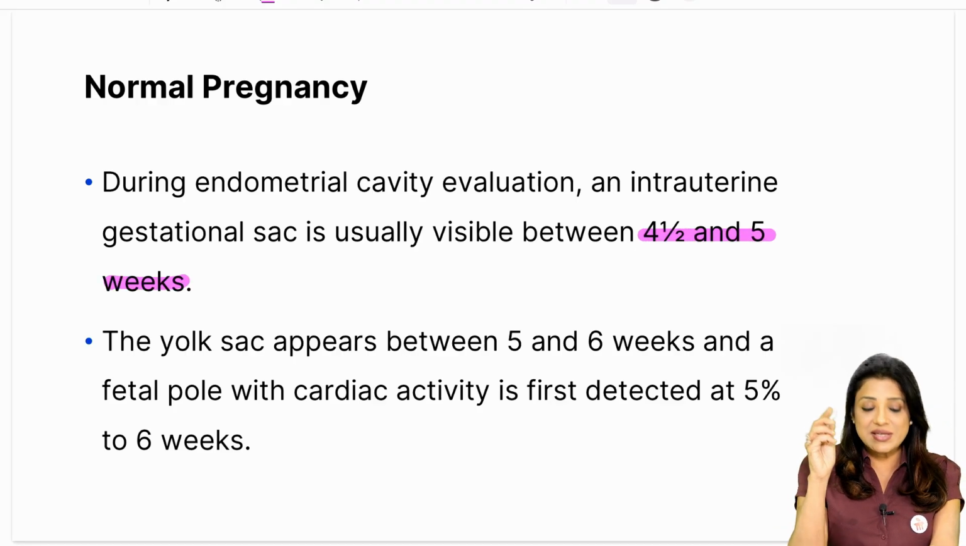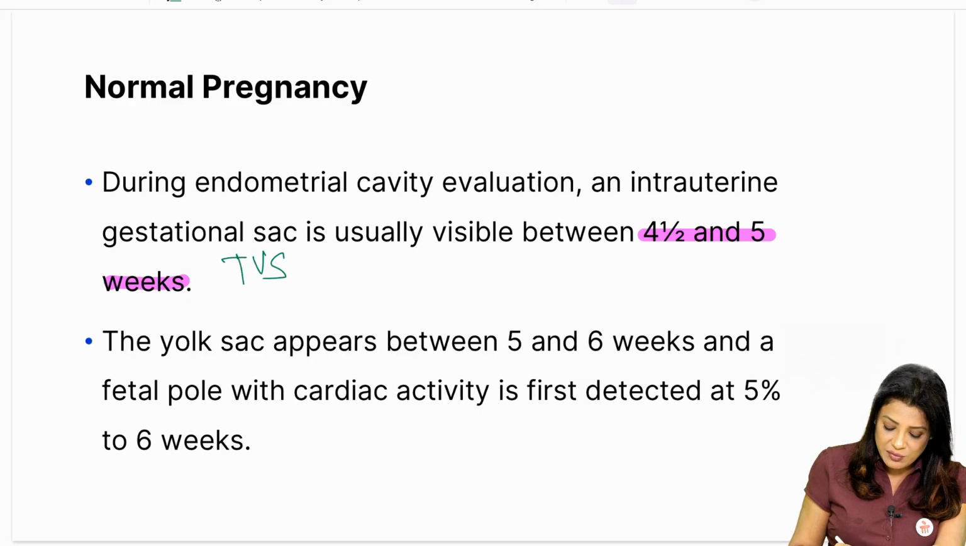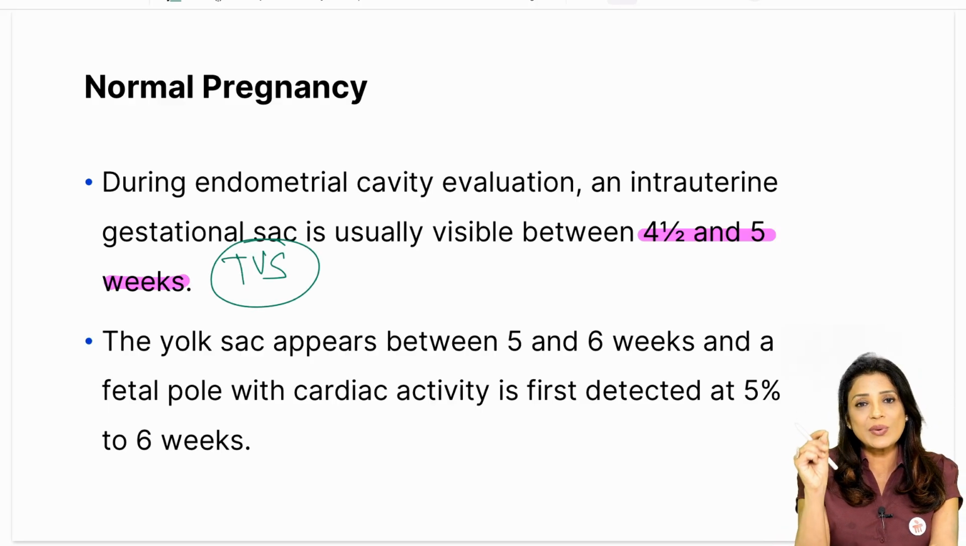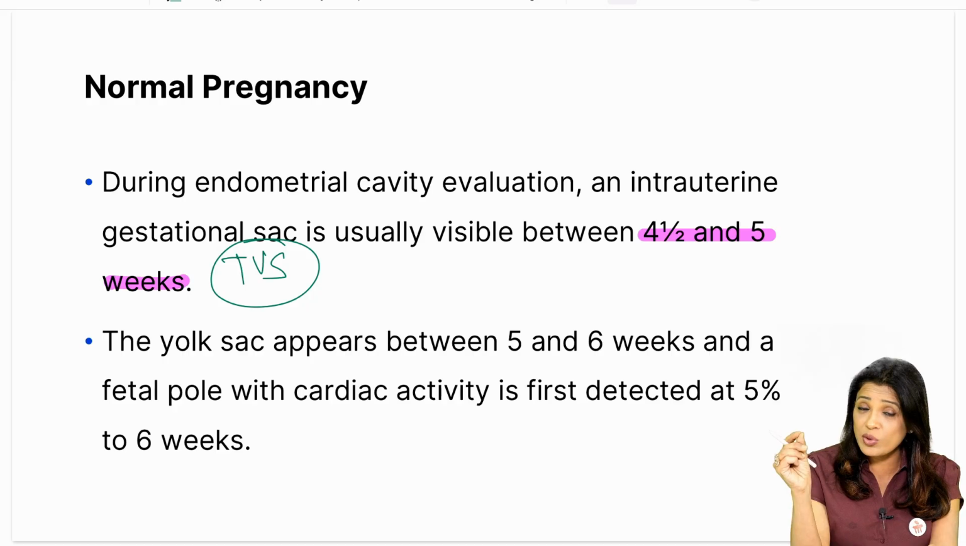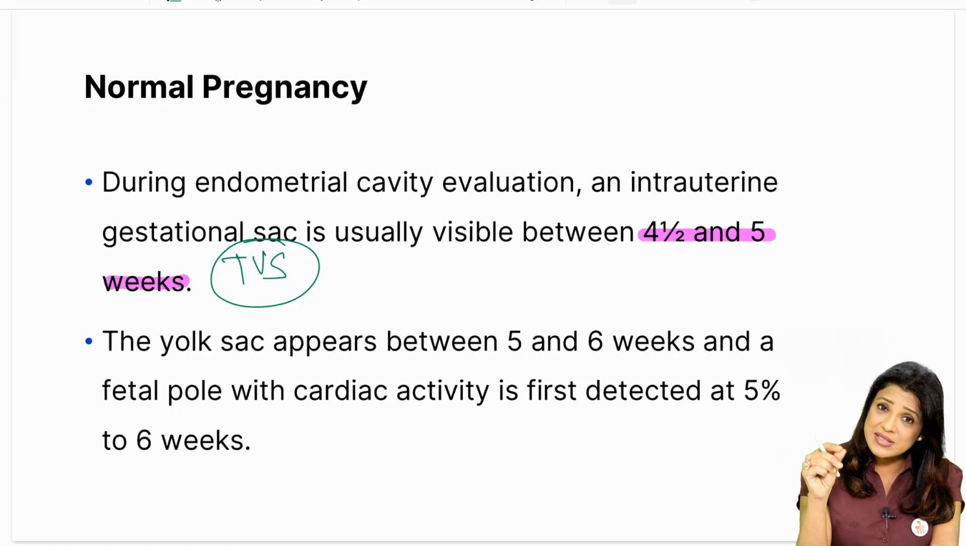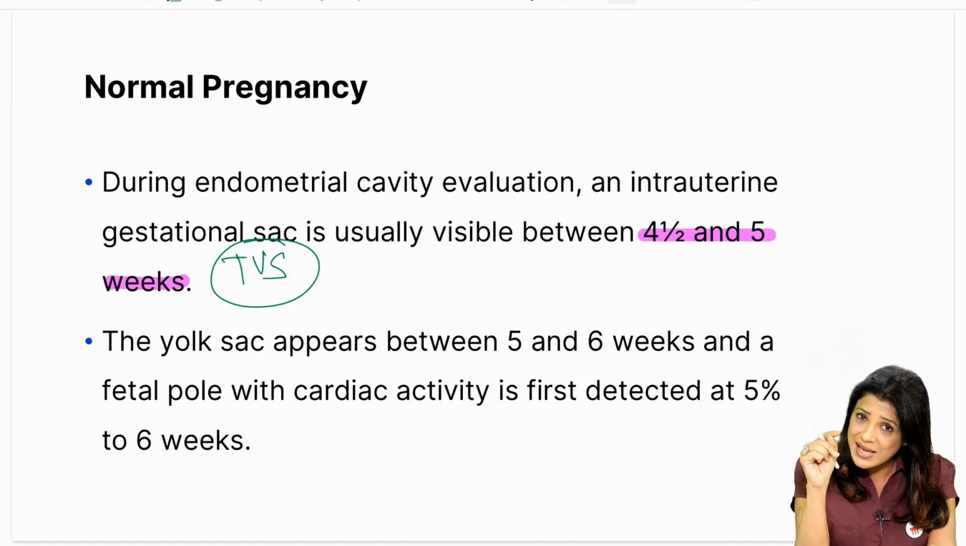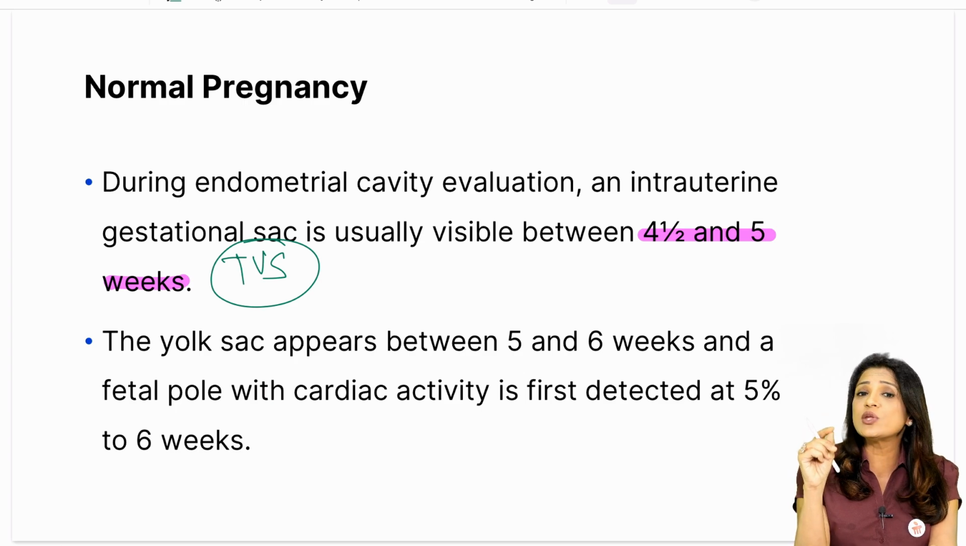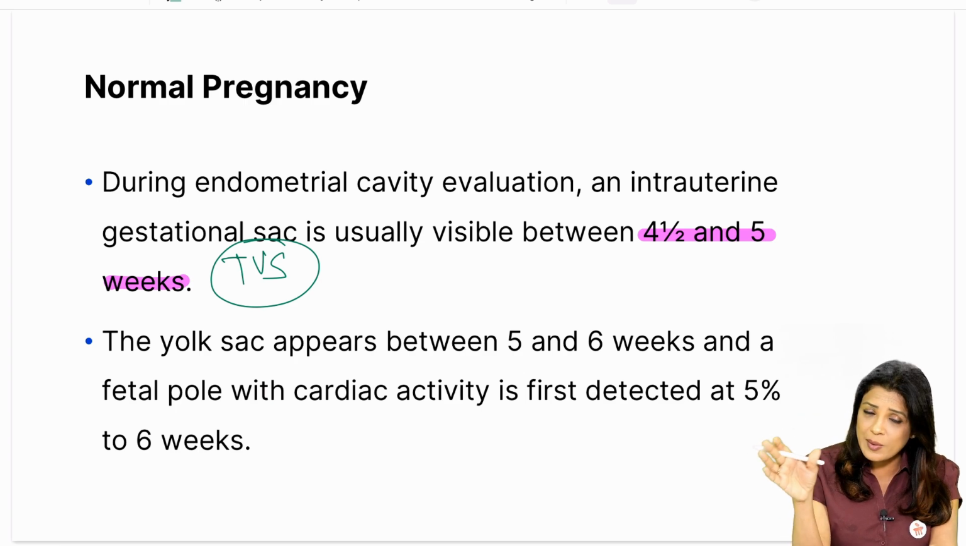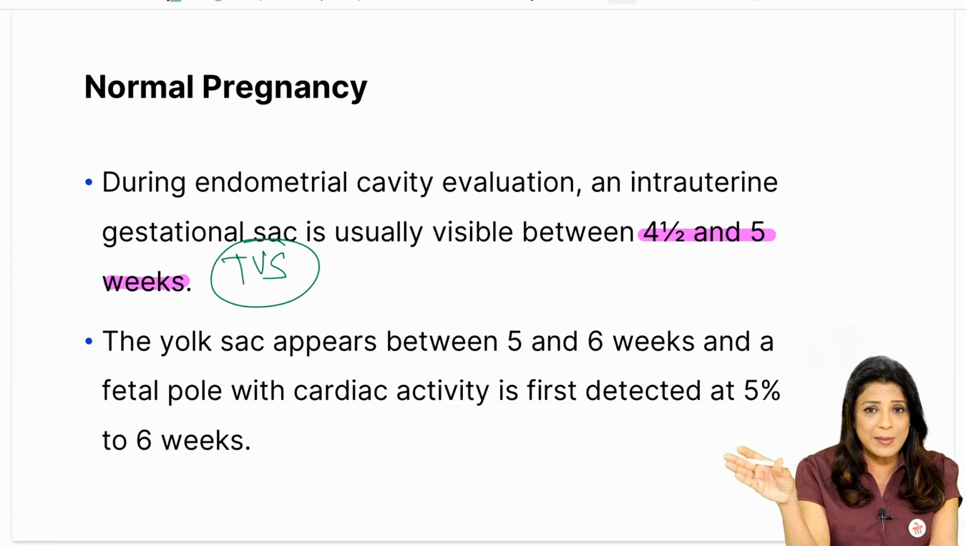So when you do a TVS, transvaginal sonography, you can easily detect a sac when they come, especially when the patients come for abortion. Sometimes they don't want the pregnancy. You have to detect this pregnancy sac within the uterus with the TVS, then only you should give MTOP pills. Okay, we will talk about this in the MTP chapter.